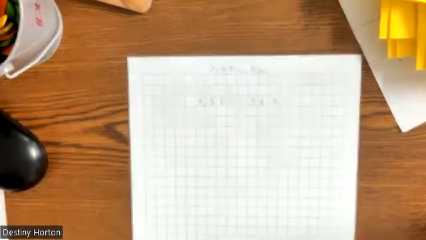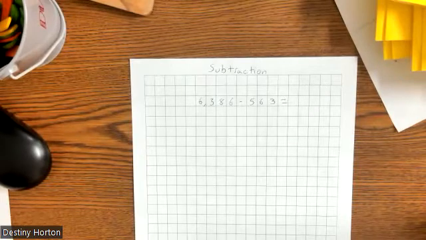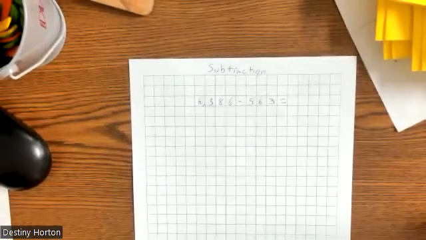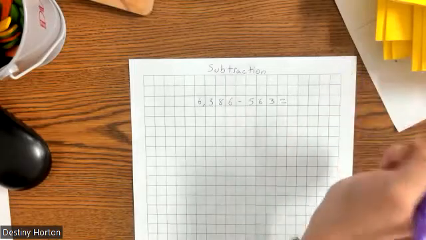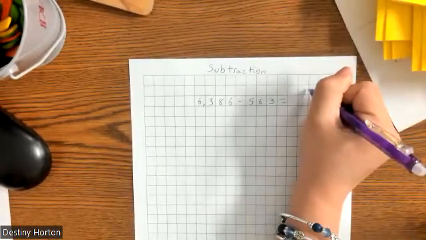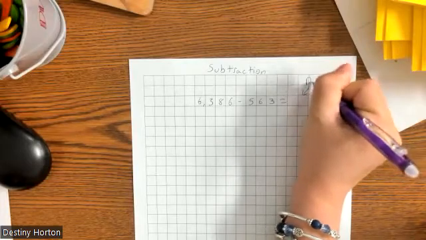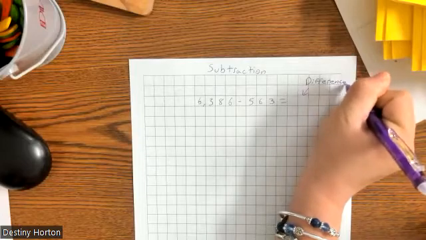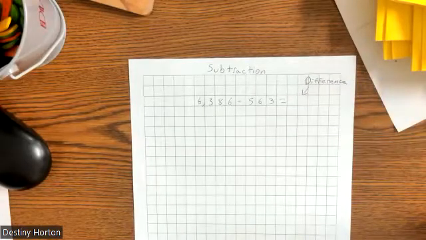This paper is available to all of our students to help them keep their numbers organized and line up their place value. That way we're not squishing our digits. It's called grid paper. But before we actually get to the subtraction, I want to review the answer to a subtraction problem. It's called the difference. All right, let's get started.